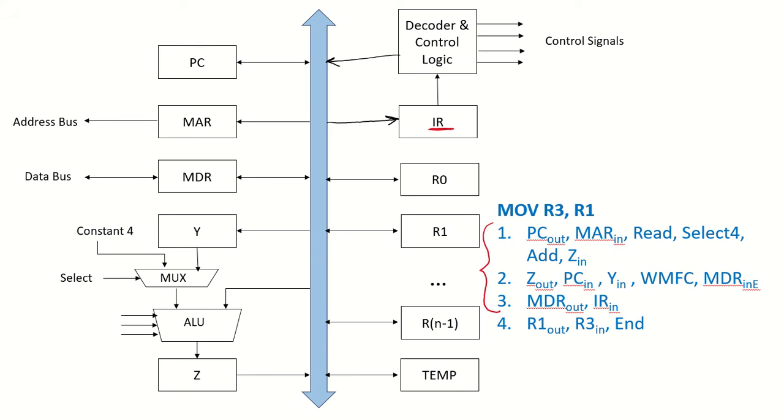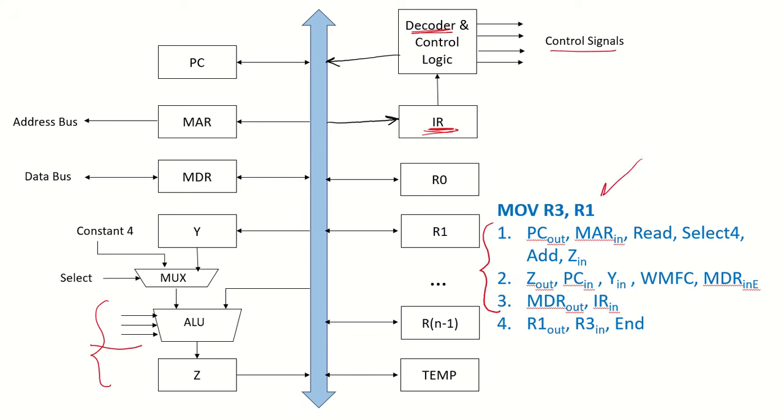Now, after fetch comes the decode stage and the execute stage. So this instruction will be sent to the decoder. The decoder will check what is the operation that is to be performed, and based on that operation, appropriate control signals will be generated. So they can be sent to the external devices as well as the internal devices of the processor. Also, in the decode stage, the source operands will be read.